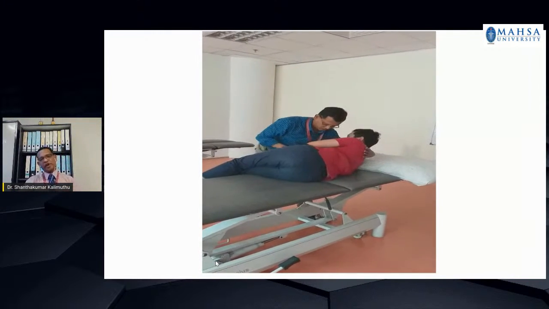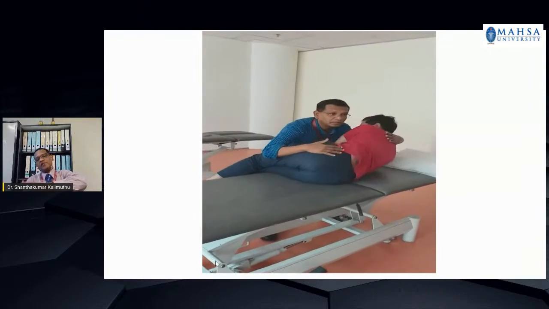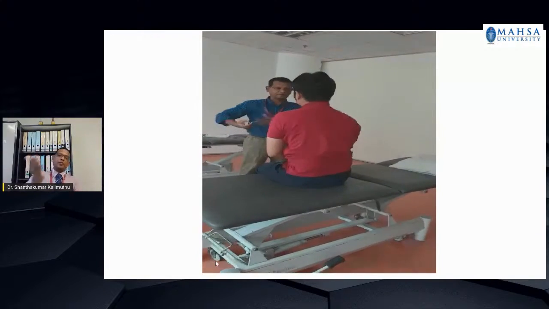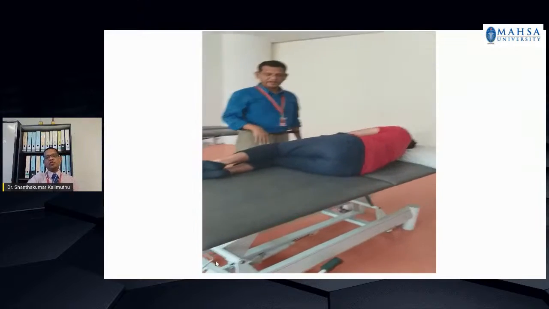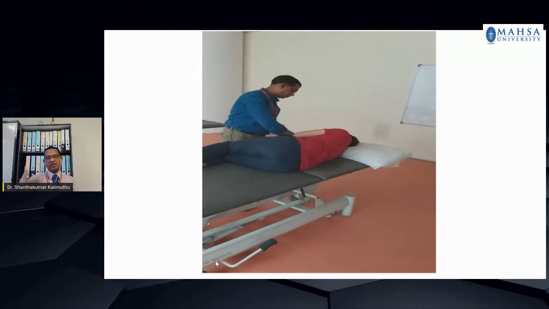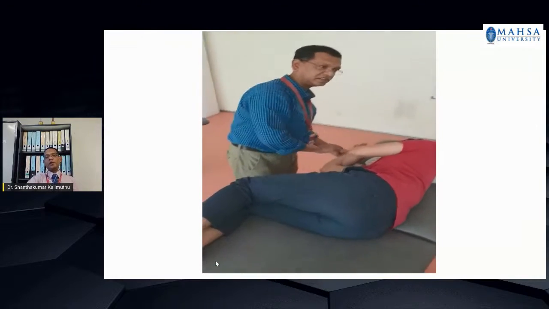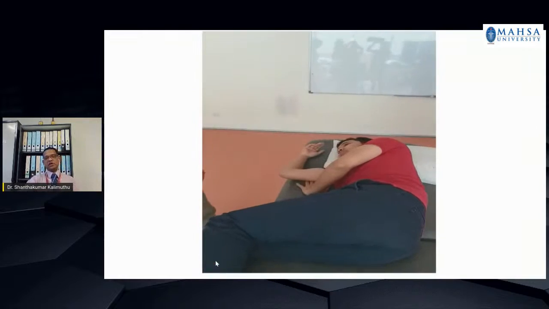And you can also encourage the person to put a little weight through the affected upper extremity also. Okay. And this is how you can make the patient come to sitting with assistance. So again, I repeat, it is not a passive program. You have to assist the patient to come up, and the patient should actively participate to come up to sit.